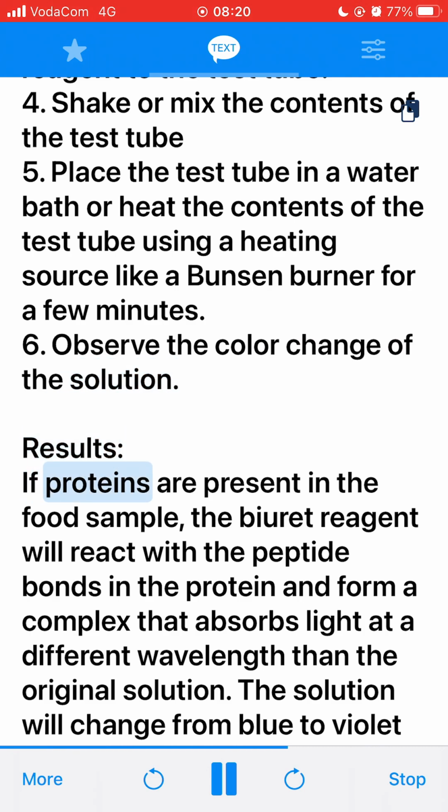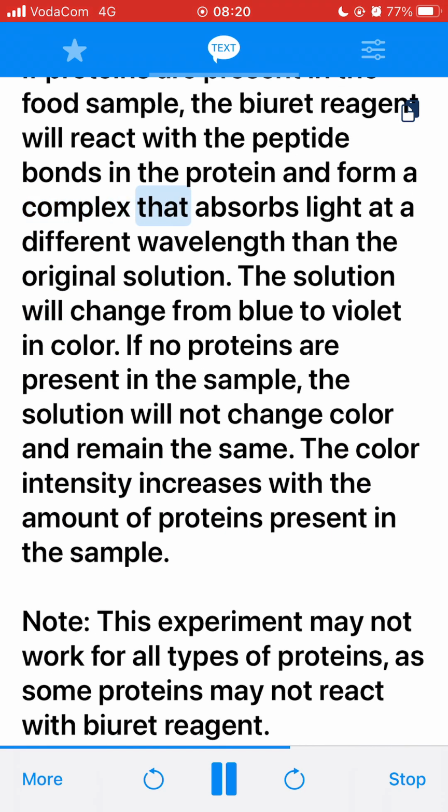Results. If proteins are present in the food sample, the biuret reagent will react with the peptide bonds in the protein and form a complex that absorbs light at a different wavelength than the original solution. The solution will change from blue to violet in color. If no proteins are present in the sample, the solution will not change color and remain the same. The color intensity increases with the amount of proteins present in the sample.